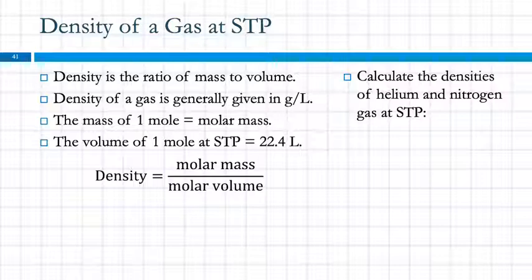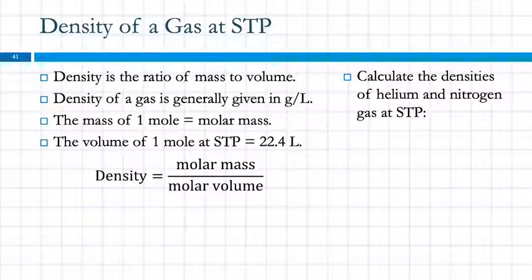So the density of a gas. The volume of a mole of gas is the same, no matter what the gas is. But its density is going to be different because its mass is different. The volume's the same, but the mass is different. So density, we've done this before. Density is the mass divided by the volume. And for gases, we usually give that in grams per liter so that we have nicer numbers rather than grams per milliliter.